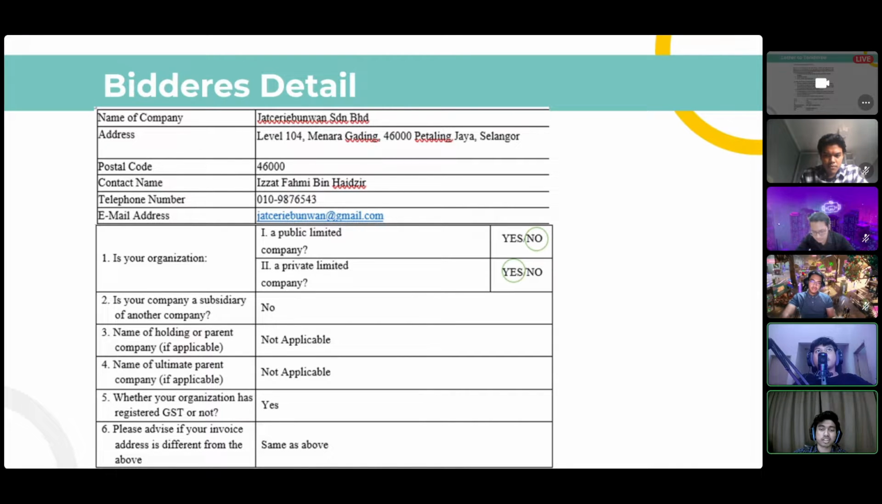So about our organization, our company is a private limited company. Our company is also not a subsidiary of another company. So for number 3 and 4, as we are not a subsidiary of any company, it is not applicable. For number 5, yes, we have already registered for the GST. And next, we also don't have any address that is different from what is stated above.